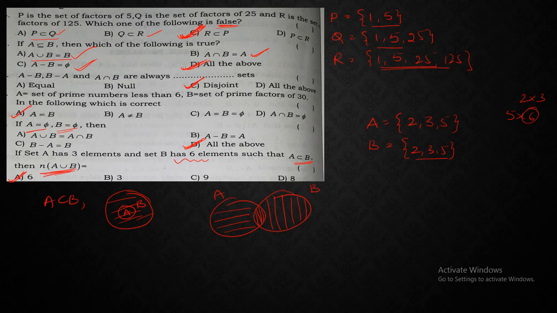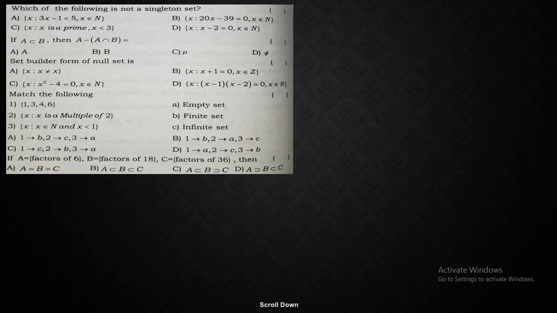Next, moving on to the next question. What has he given? Which of the following is not a singleton set? Which of the following is not a singleton set? Now let us see this. So option A, what is that?